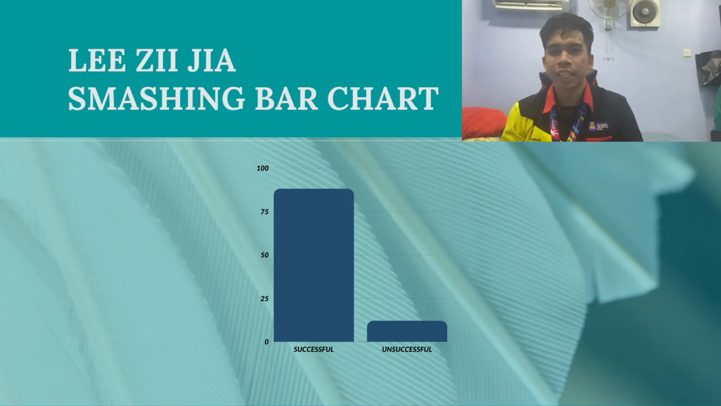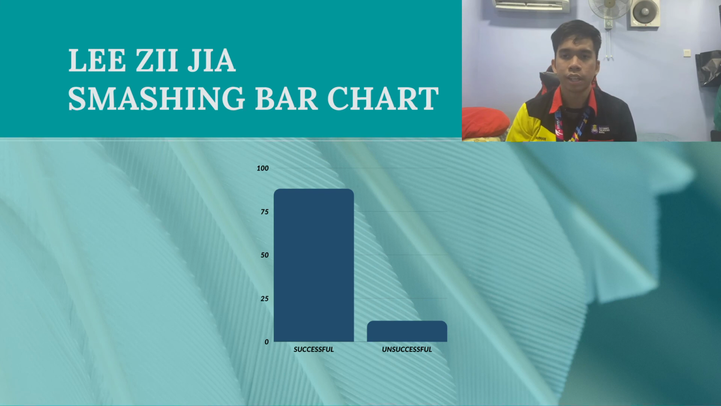In general, we can say that YAHYA had an outstanding performance during the Yonex All England in the smash technique. According to the bar graph, we can see that 88% of his smashes were successful, while the other 12% were unsuccessful. We can conclude that some of the unsuccessful smashes were due to unforced errors and his own mistakes, such as hitting the shuttlecock into the net, or hitting the shuttlecock outside the line of the court.